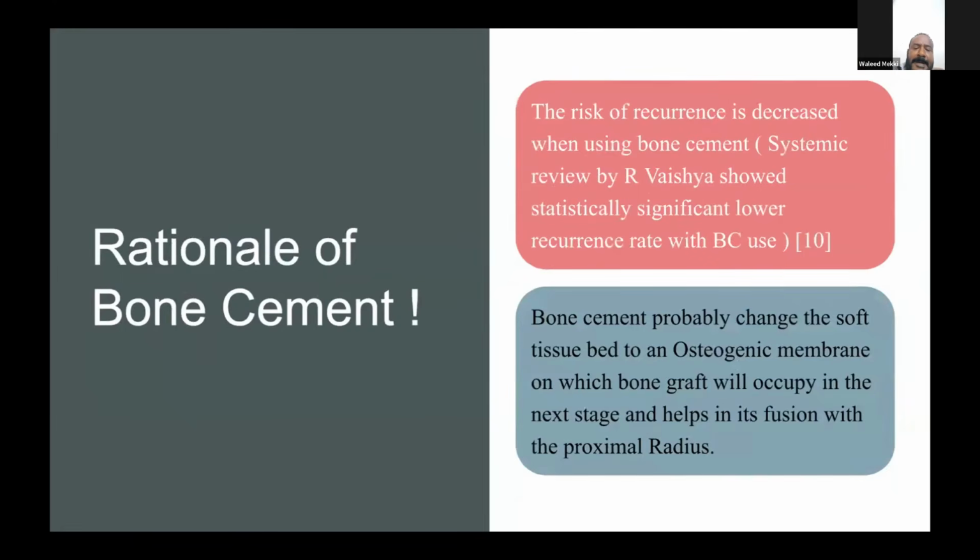What is the rationale? I used bone cement as a staged treatment for this patient, but what is the rationale of bone cement? The risk of recurrence is decreased when using bone cement. This was shown in a systematic review, which showed a statistically significantly lower recurrence rate when using bone cement to fill the voids after resection in treating giant cell bone tumors. The bone cement probably changes the soft tissue bed into an osteogenic membrane on which the bone graft will sit in the next stage and helps in its fusion with the proximal radius.